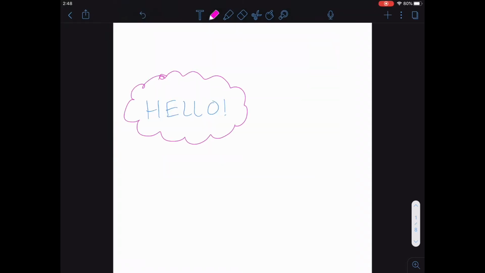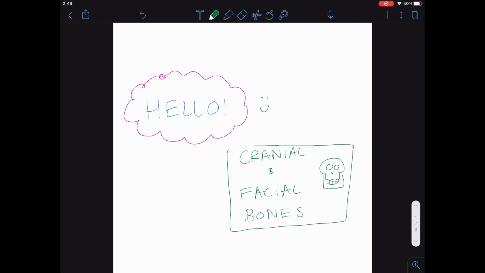Hello, my name is Alejandra Lopez, and I will be showing tricks to knowing the cranial and facial bones and their locations as part of anatomy and physiology course.